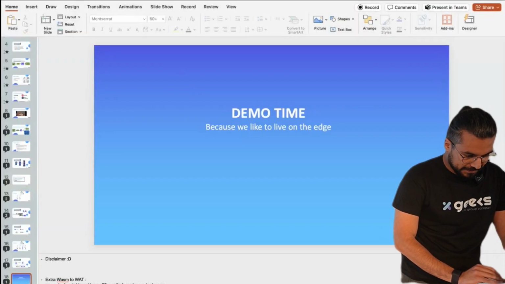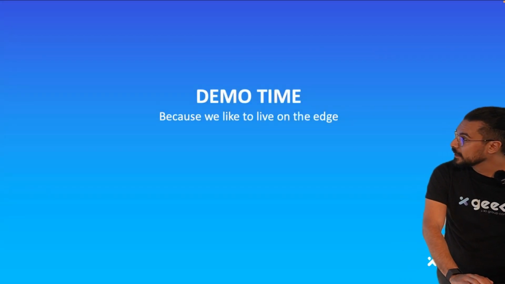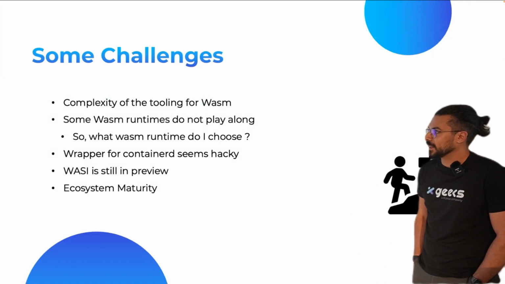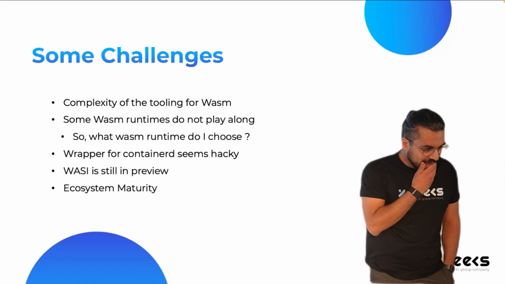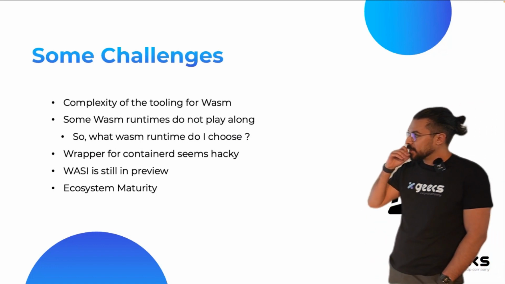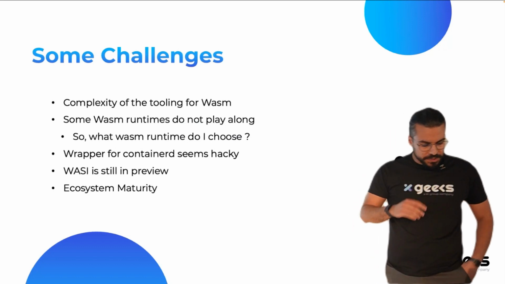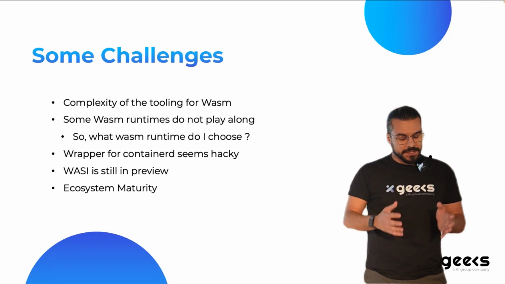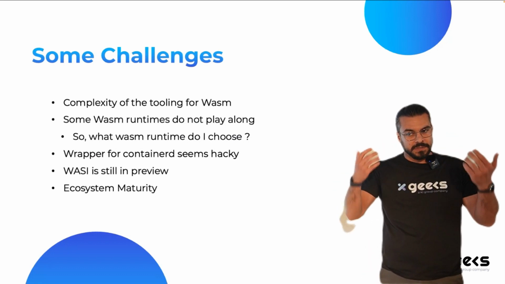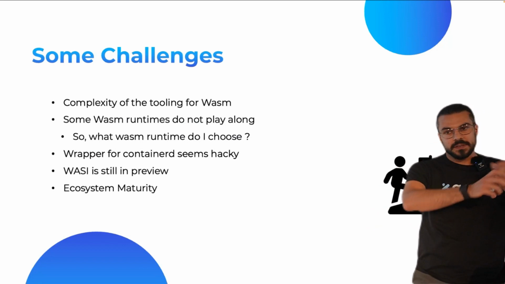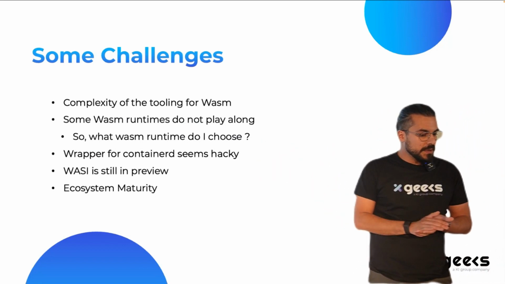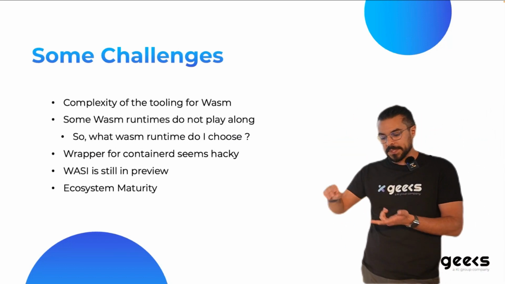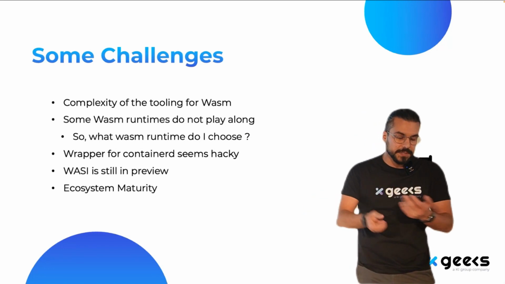Okay, going back to the presentation. So throughout these 2 weeks of hard pain, I encountered some challenges. The first one is the complexity of the tooling right now in the WASM ecosystem. In Docker, you use docker build, and you build a single image for any kind of language, with just one command. But for WebAssembly, you have to have a specific compiler for Rust, a specific compiler for Go, a specific compiler for C, and so on and so on.